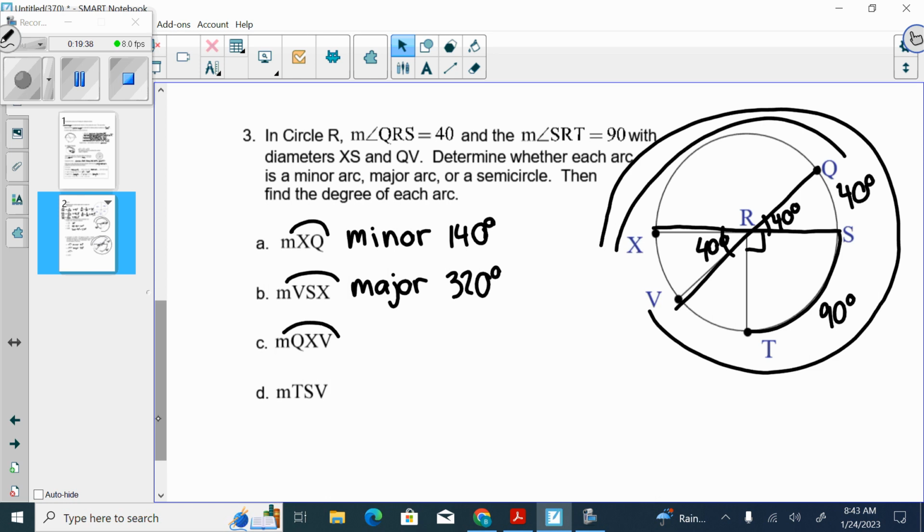Okay. All right, then they have QXV. What type is QXV? Semicircle. Good. So it has a measure of exactly 180. All right, and then the last one, TSV. What type is TSV? Major, okay.